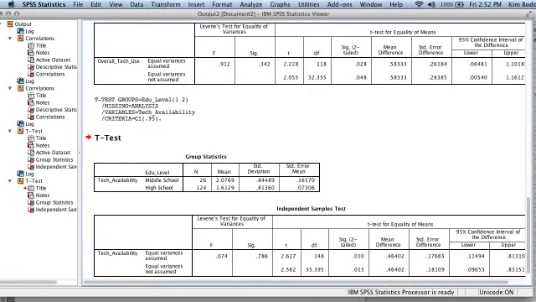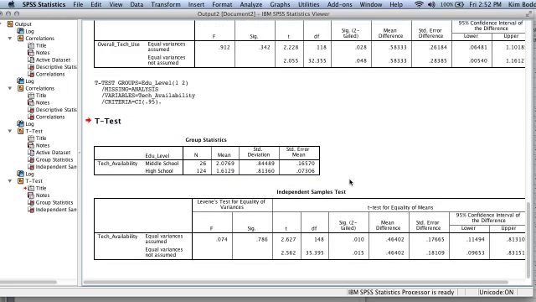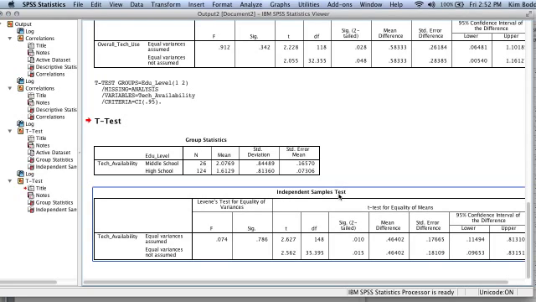All right, so let's look at our t-test. So you see there's my dependent variable, tech availability between education level, middle school and high school. So I've got means, standard deviations. I can tell just by looking that the means are different from one another. One is higher, but the t-test again tells me if there's a statistically significant difference between my two groups.